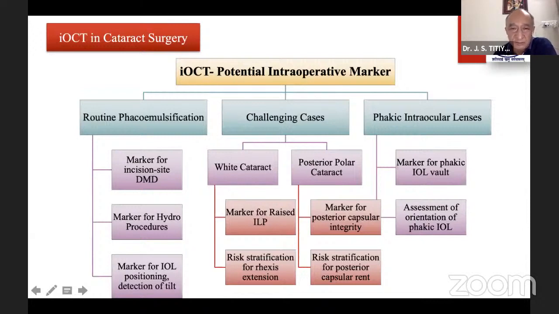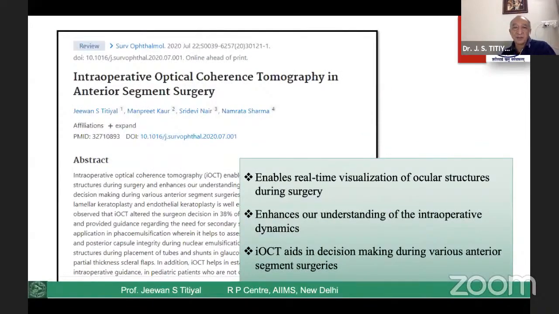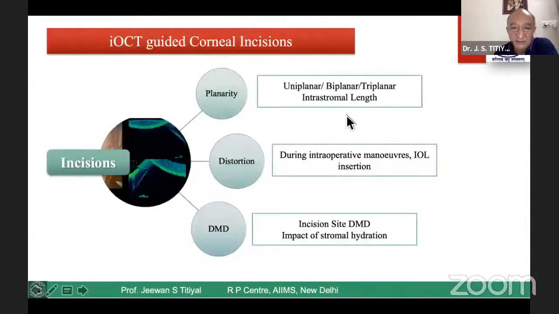Then another part, which may not be cataract, is phakic intraocular lenses, where we can assess the intraoperative vault, which may sometimes be beyond your imagination, from very shallow to very, very steep, or sometimes the lens may be inverted. That can be real help. We could publish the entire gamut of use of anterior segment OCT in anterior segment surgery, right from ocular surface surgery to cataract surgery and cornea surgery as such. So let me take you through various aspects.